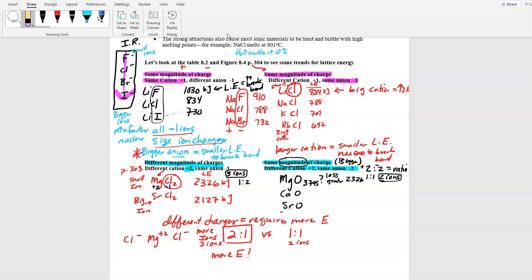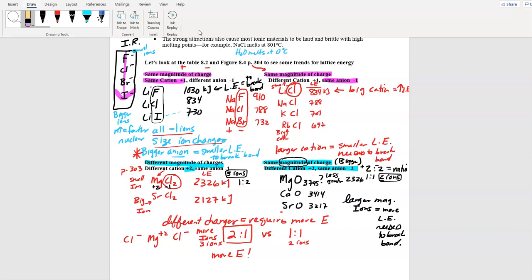If you actually see the numbers for magnesium oxide, it is 3795 kilojoules, and calcium 3414, and then 3217. You're talking about over 1,000 kilojoules different. So the larger the magnitude in the ions, the more lattice energy needed to break the bond. Regardless, you always need energy, but the name of the game is who requires more energy?